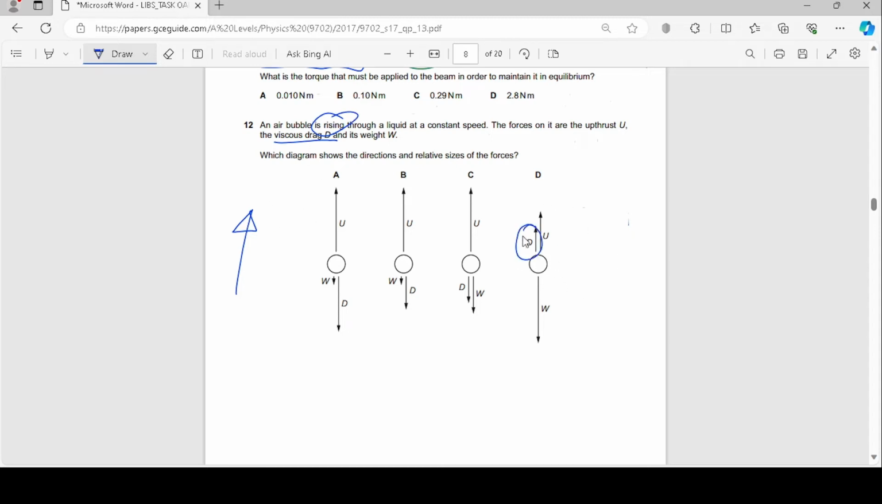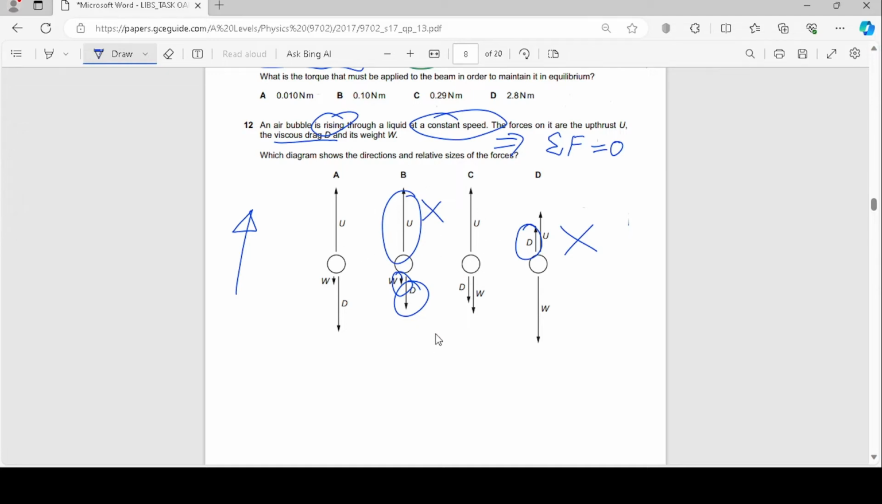And the drag here in D is actually upwards, which is wrong, because drag must be opposing the motion, so it must be downwards. So D is wrong from the get-go. Then we have to consider the relative sizes of forces. Now again, it's at constant speed, which implies that the total sum of the forces on it is 0, the resulting force on it is 0. The upward force is equal to the downward forces, basically. And we can see that that is not really the case for B. These forces do not add up to the upthrust, so that means that B is wrong as well.